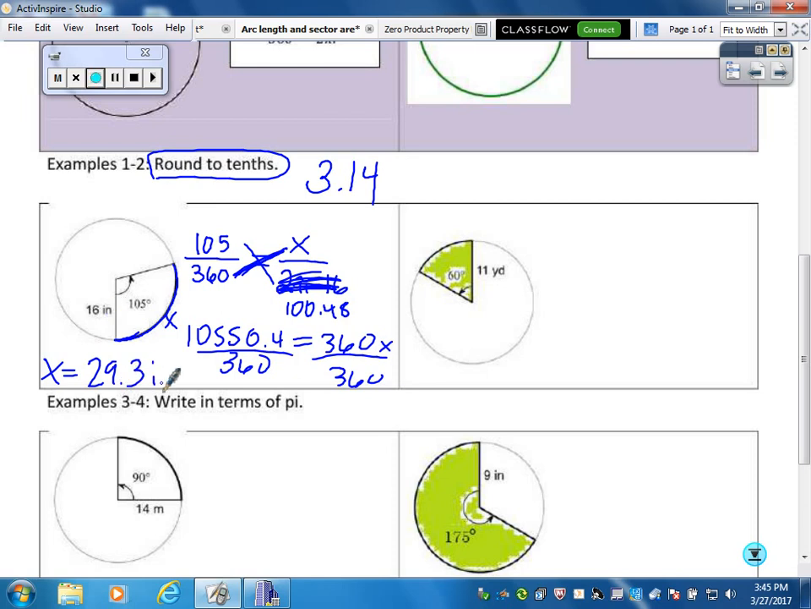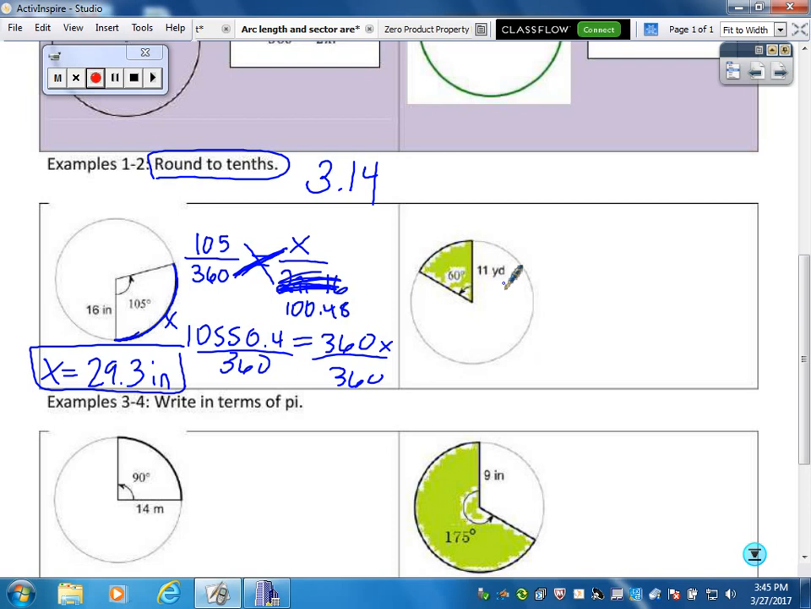Make sure you're in inches, and it should just be inches because circumference is inches. Not like area, which is squared. So your units will be just regular units for circumference. For sector area, that's going to be inches squared, or in this case, it's going to be yards squared. So let's go and try that one.